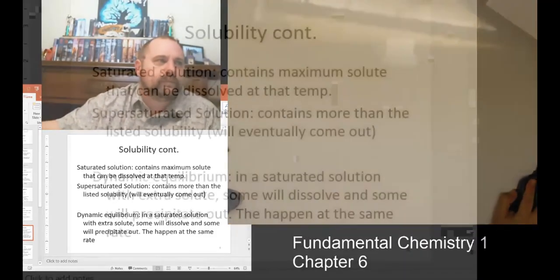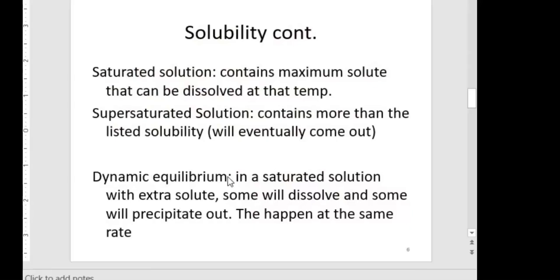So this idea of dynamic equilibrium, the rate going in is the rate coming out. We'll also ask about saturated and supersaturated. People say, how can it be more than the max? Well, it's a temporary solution. It just happens for a small amount of time.